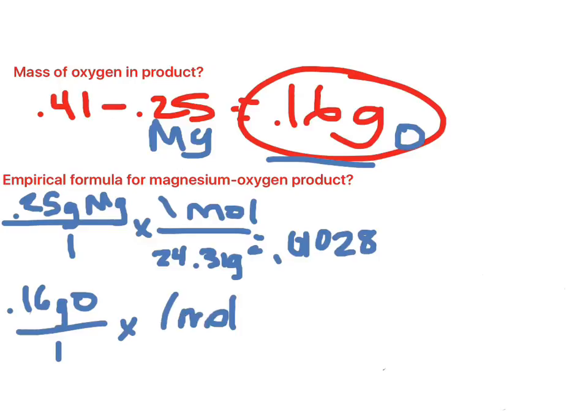1 mole over 16 grams, because this is your molar mass of both of them. And you're going to get 0.16 divided by 16.